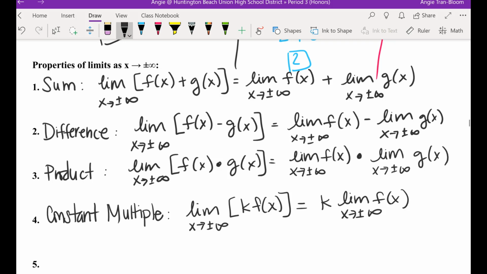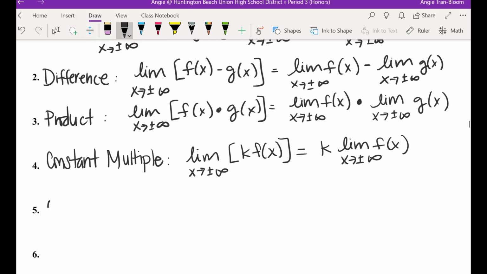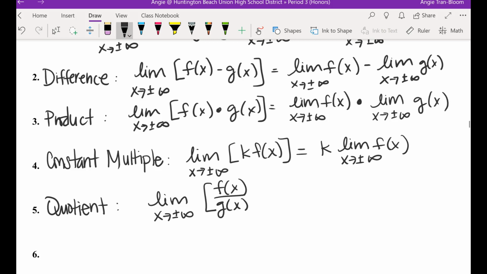Two more, you have the quotient and your power. So you have the limit as x approaches either positive or negative infinity of f of x divided by g of x. I can independently find them first and then divide.